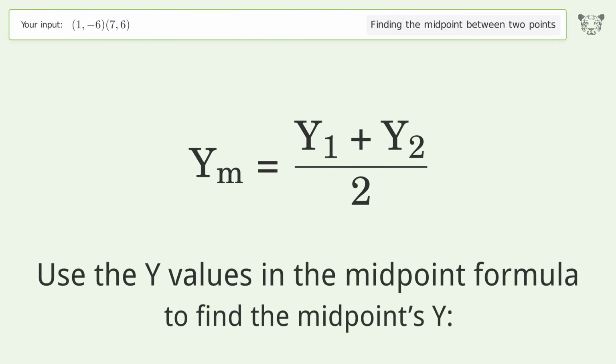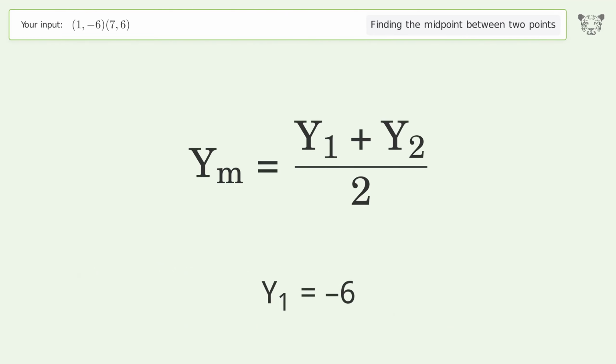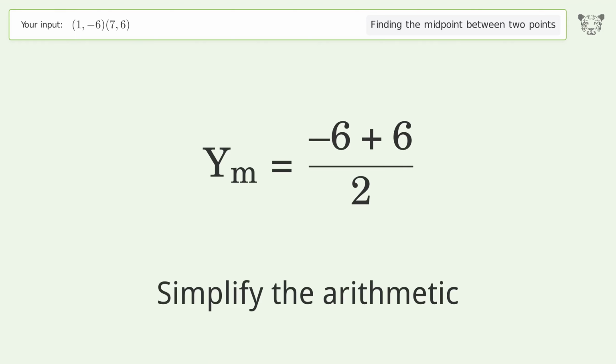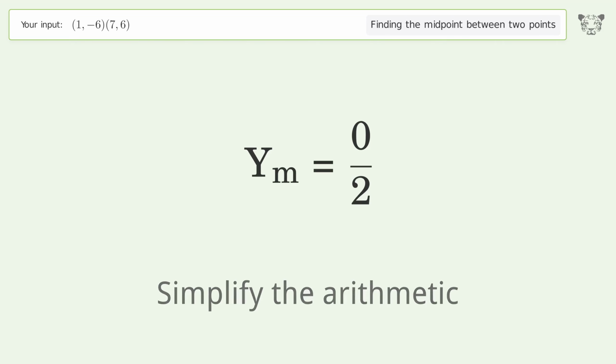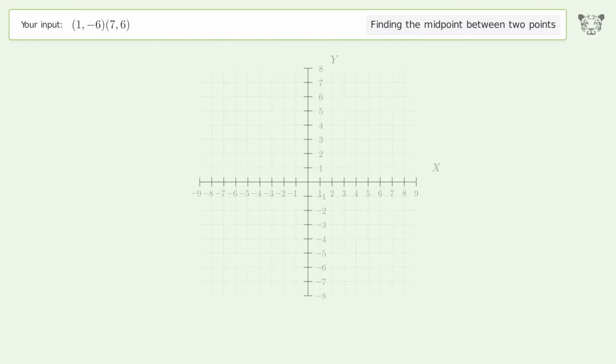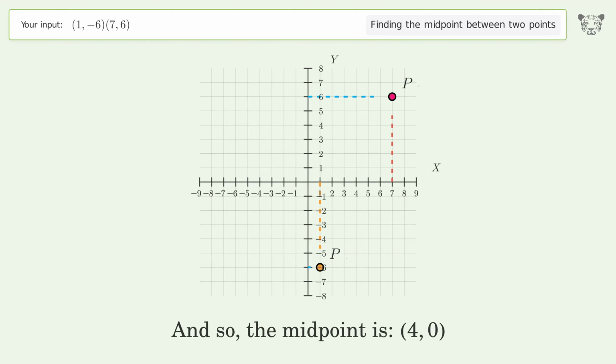Use the y values in the midpoint formula to find the midpoint's y. y1 equals -6. y2 equals 6. Simplify the arithmetic. And so, the midpoint is 4, 0.